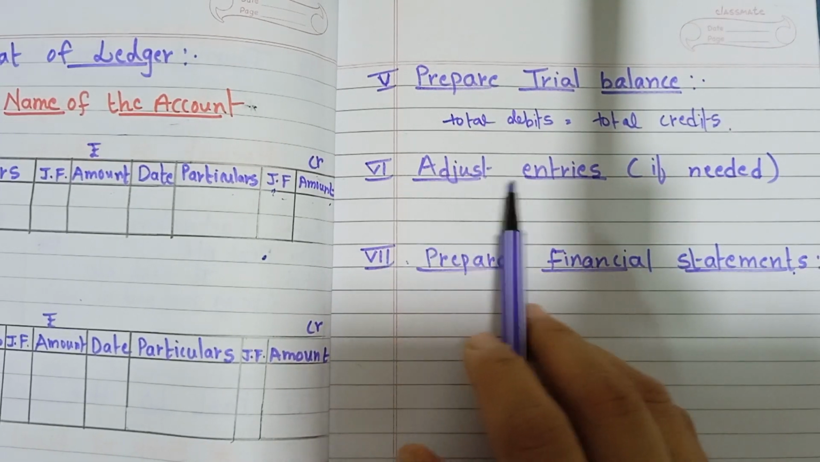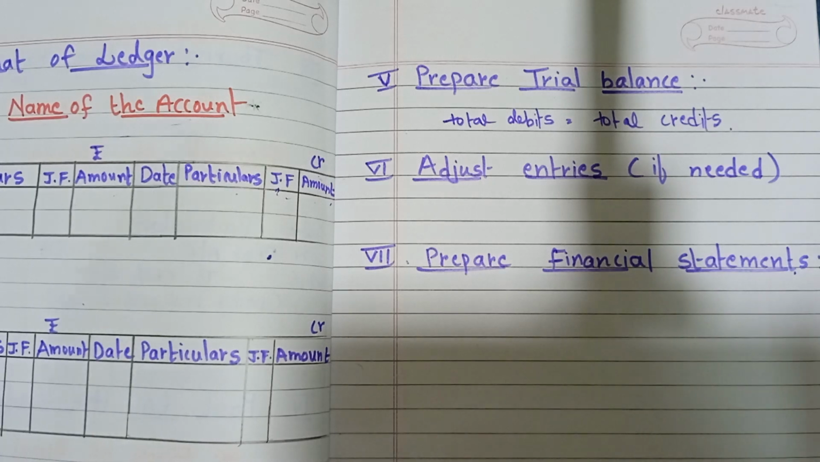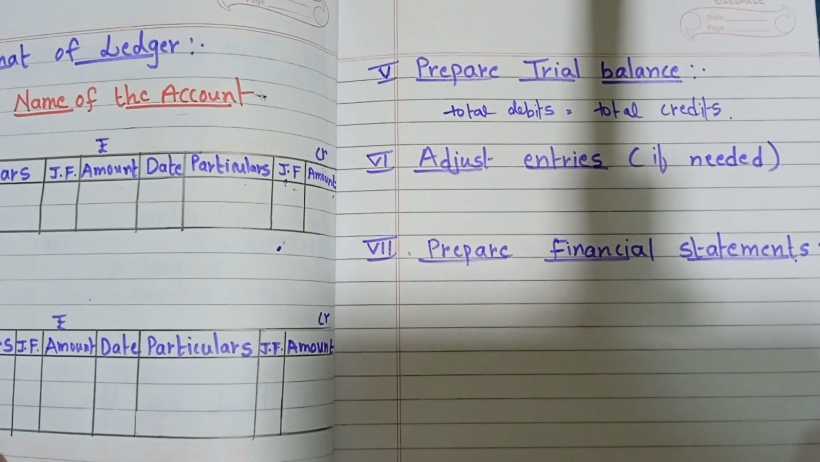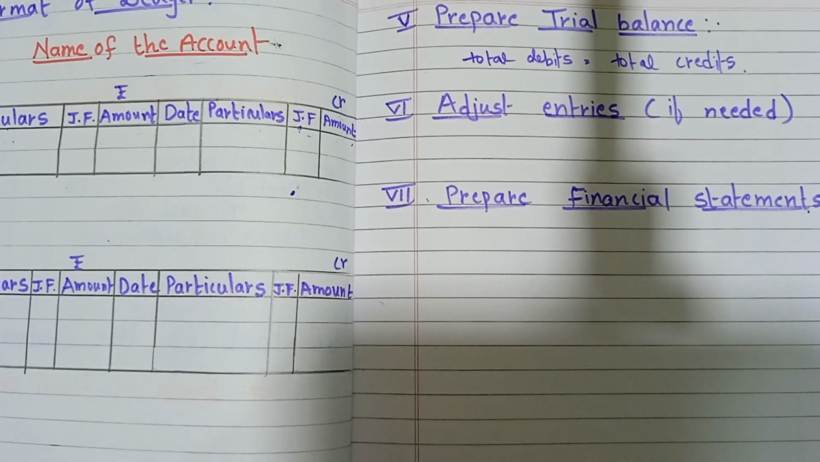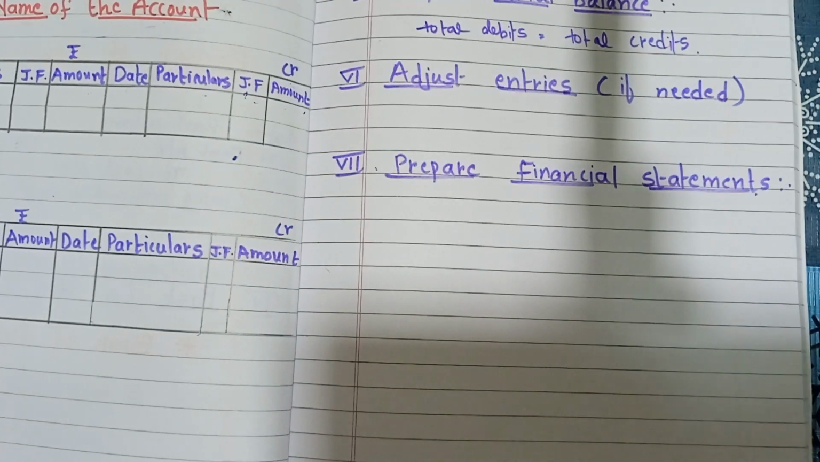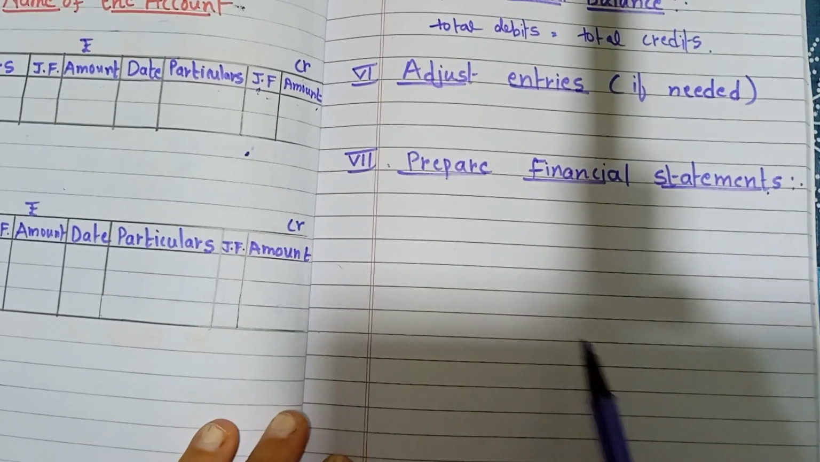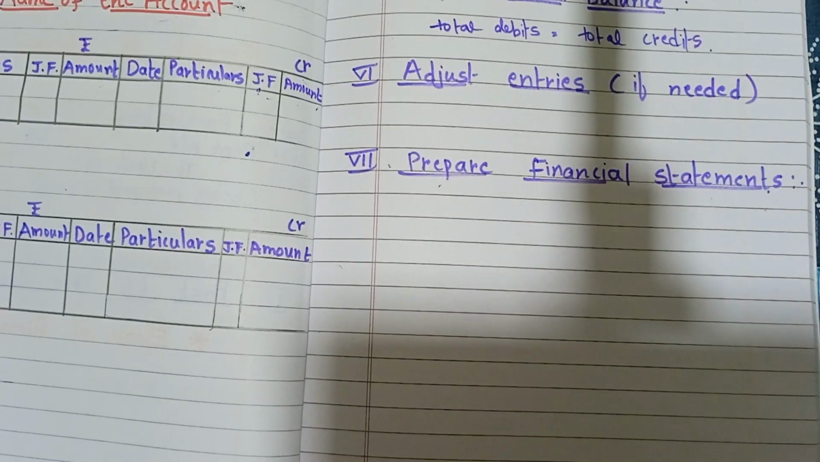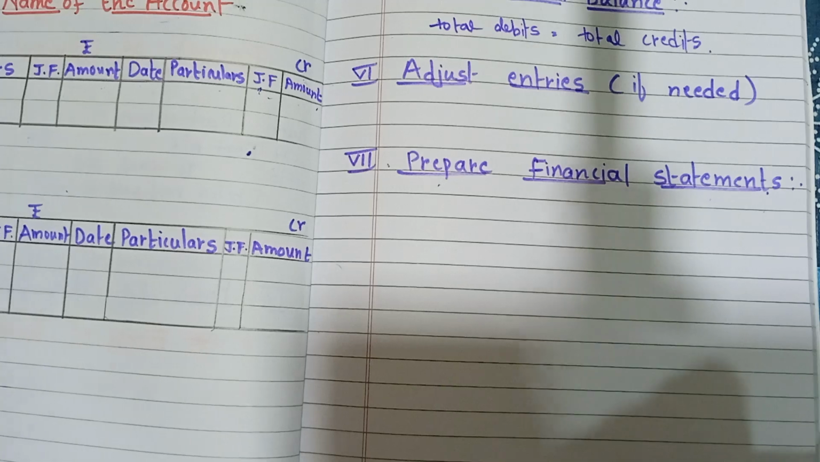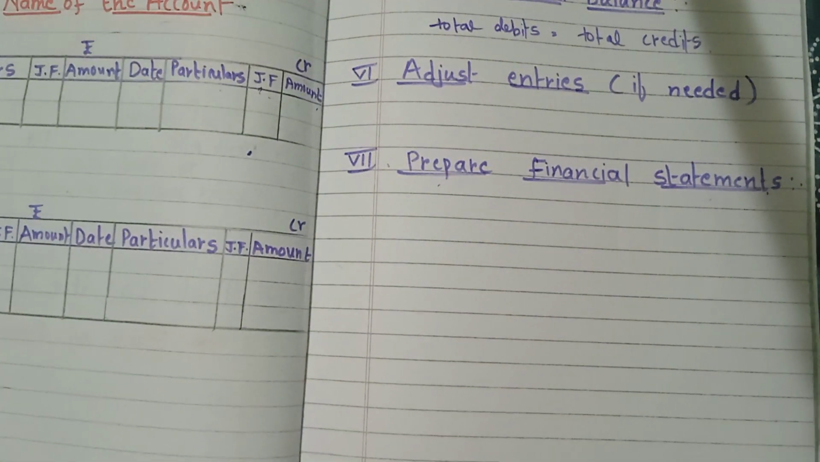Next step, adjust entries only if needed. Fine. We need to adjust the entries for any accruals, deferrals, depreciation or errors at the end of the accounting period. Only if needed, we adjust the entries. And after that, we need to prepare the financial statements.